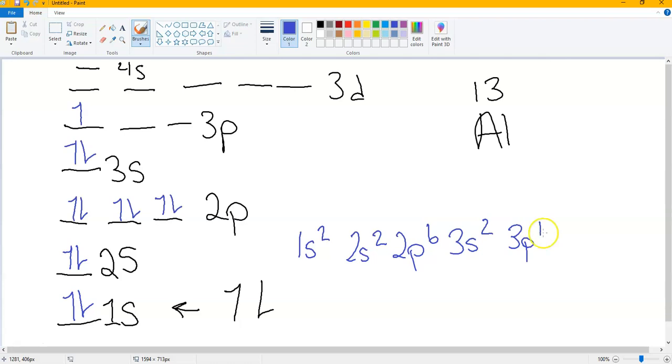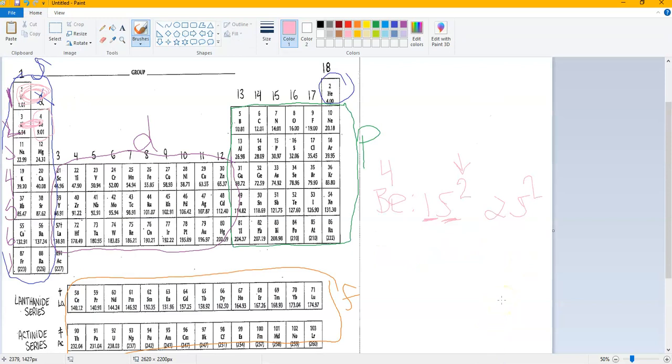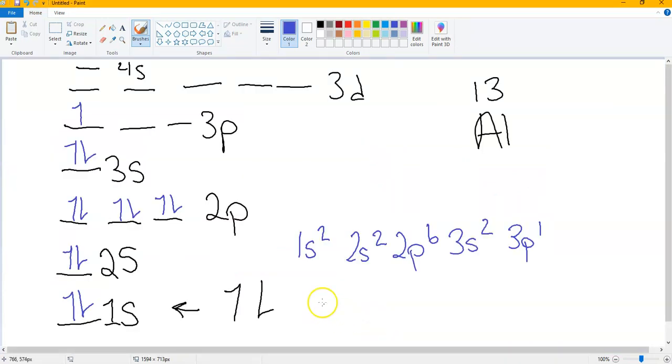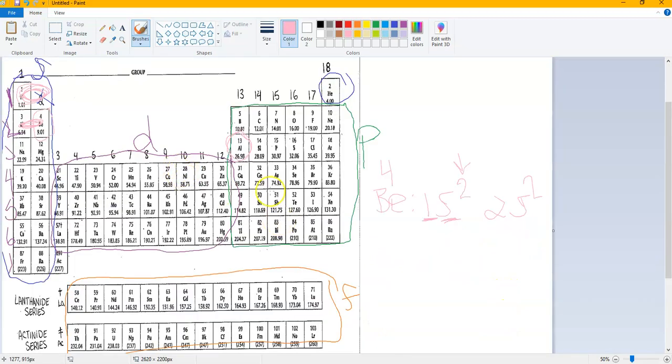And if you look at the periodic table, you can see that aluminum, right here, aluminum is on the 3rd row. It's in the p block, and it's the first one. It's 3p1. So if you look back here, this electron configuration makes sense with what we see on the periodic table. And so that's how we write electron configurations.